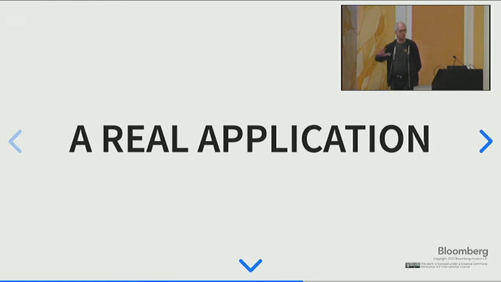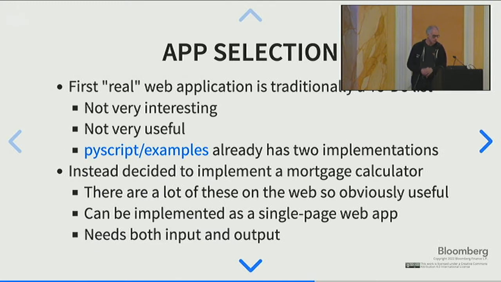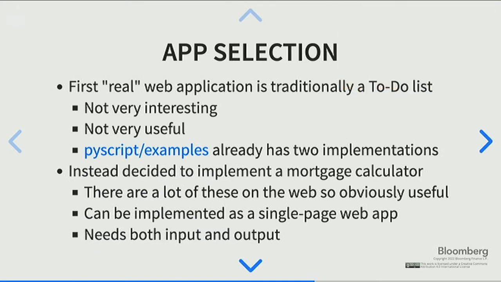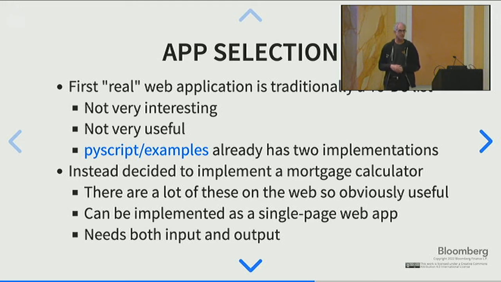Okay, so that's all well and good. We've sort of proven the basic plumbing, but let's do a real application. In many web programming tutorials and blogs that you see around, the next step to learn web programming is to do a to-do list. However, for me, this was not very interesting. It wasn't particularly useful. And to boot, PyScript examples already has 2 different implementations of a to-do list.